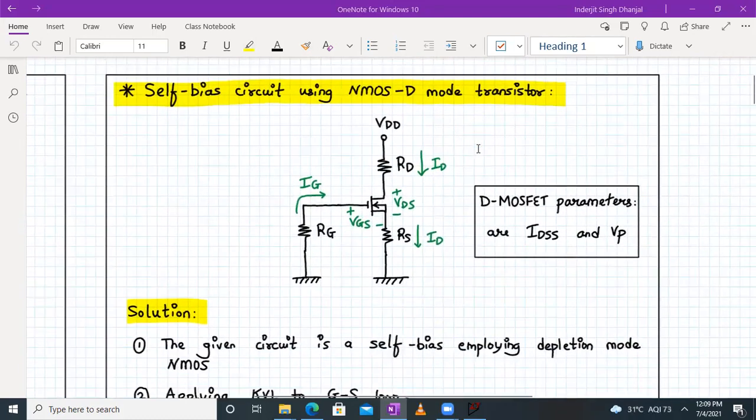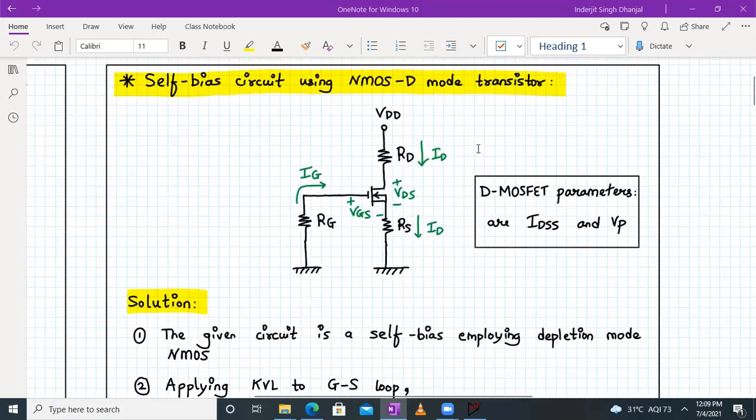Before going to the next numerical, we will see the self bias circuit using NMOS depletion mode transistor. Here the depletion mode MOSFET parameters are IDSS and VP. The analysis is exactly similar to what we have done in JFET. The only thing is that your VGS can take positive values also.